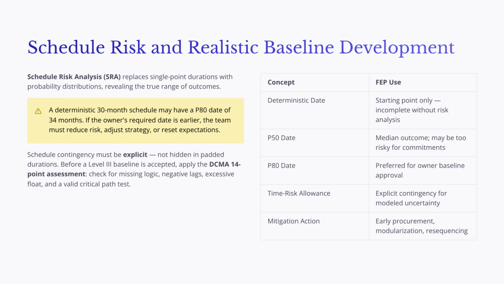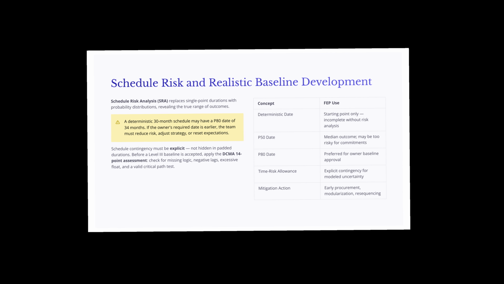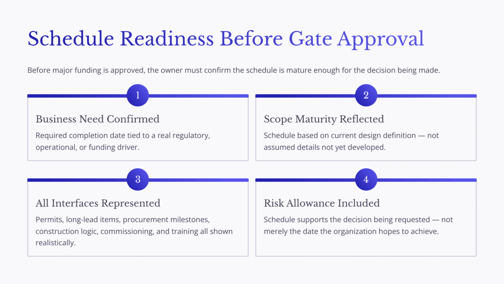Before accepting a Level 3 baseline, the project team should also apply schedule quality checks, such as the DCMA 14-point assessment. The team should look for missing logic, negative lags, excessive float, and whether the critical path actually behaves like a critical path. A schedule that cannot pass these checks should not be used as the basis for final investment decision. Before major funding is approved, the owner should ask a simple but important question. Is the schedule mature enough for the decision being made?